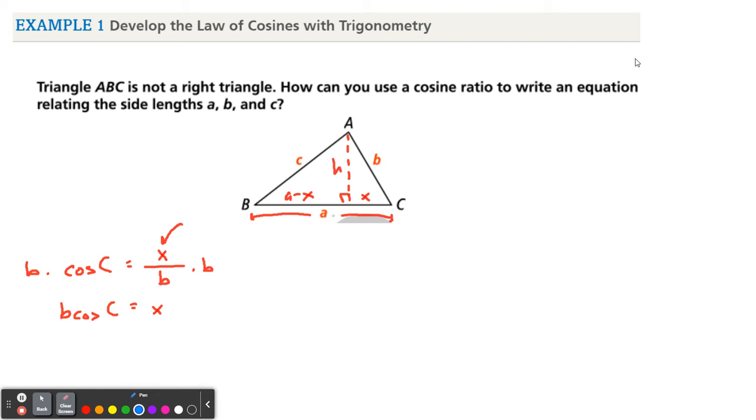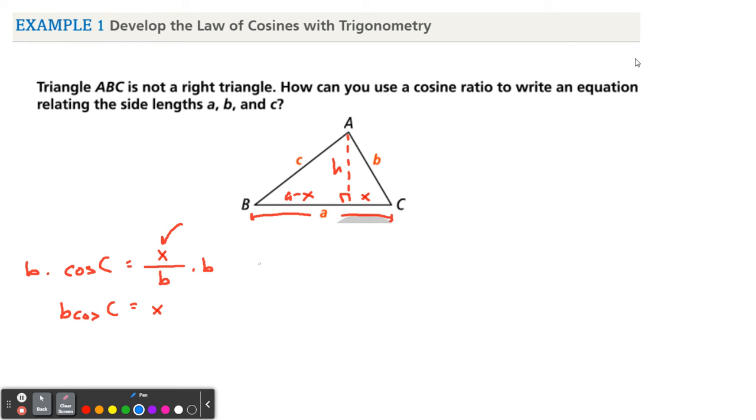The second thing we're going to do is use the Pythagorean theorem with the triangle on the right. I apologize. We're going to do three things, right? We did the cosine. Now we're going to do two Pythagorean theorems. So let's do the Pythagorean theorem with the triangle on the right.